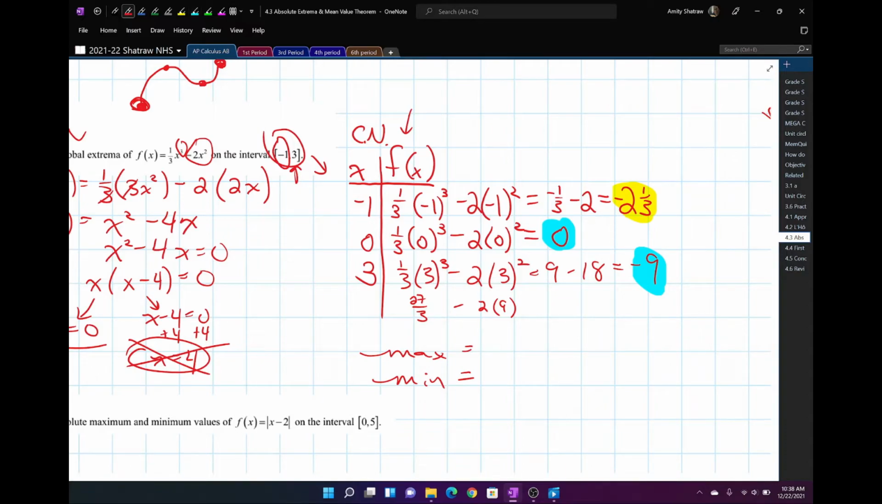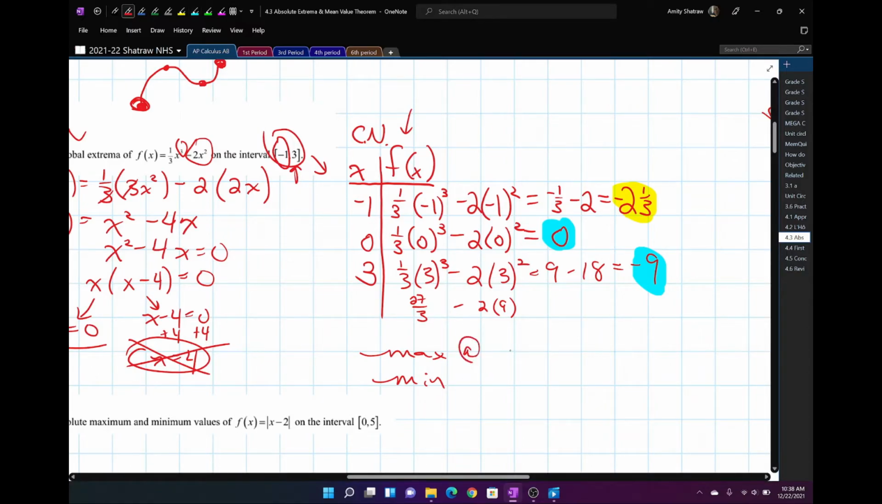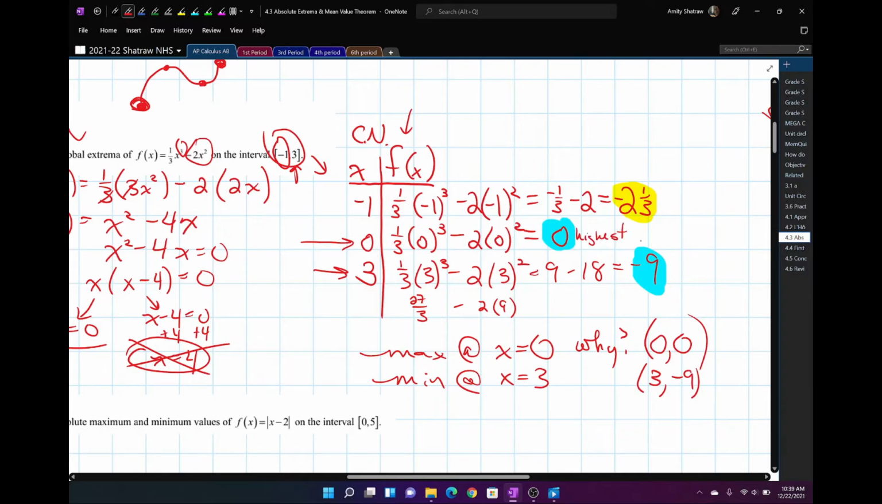And so I can say that the max is at x equals 0. Aha, when x equals 0, I am at the max. And the min is at x equals 3. And y, because that maximum is at 0 comma 0, and that minimum is at 3 comma negative 9. And this is my highest y value or f of x value, and this is my lowest y value, my lowest f of x value.